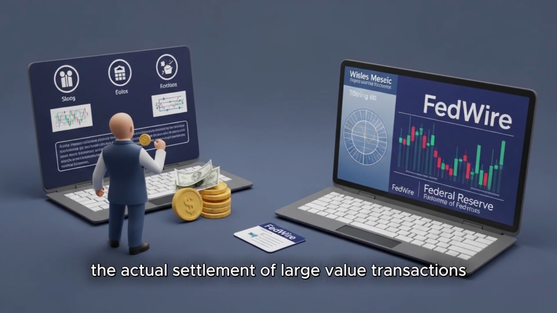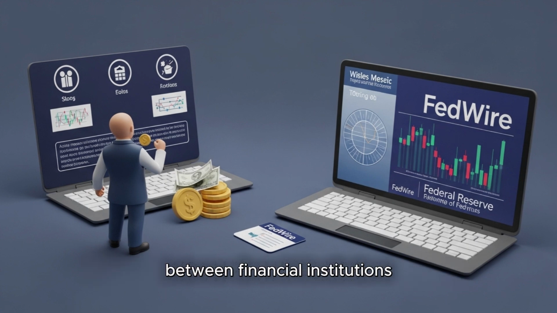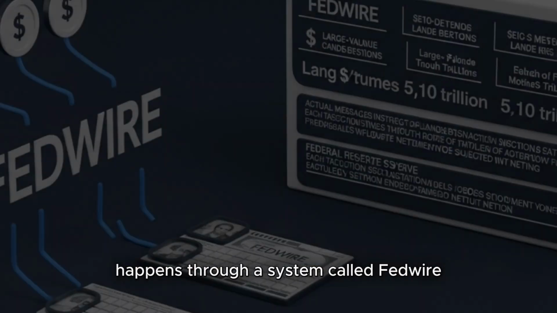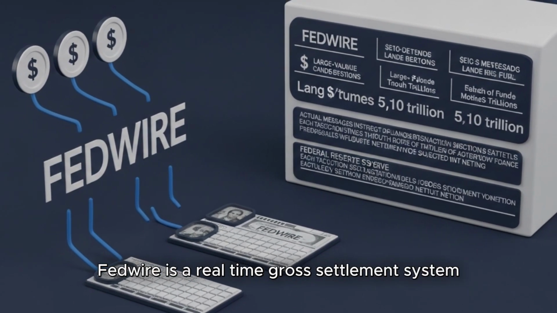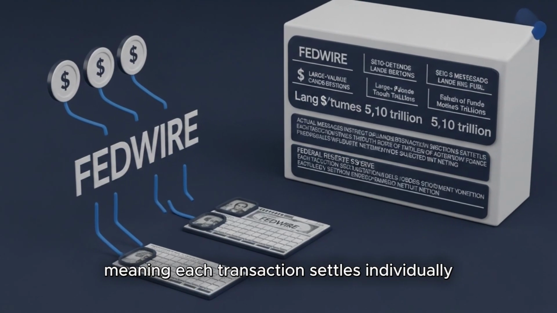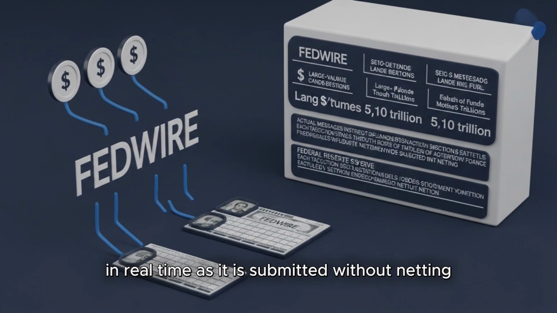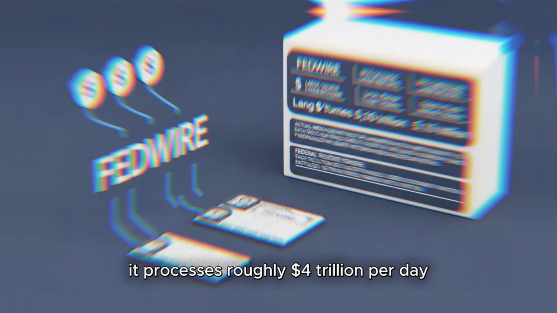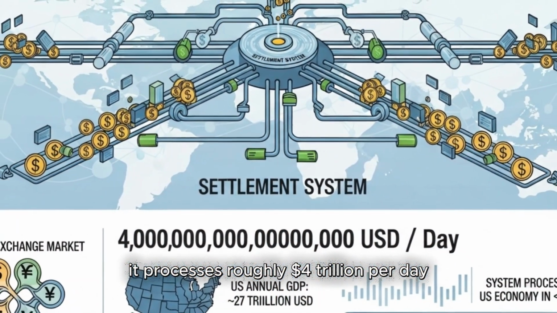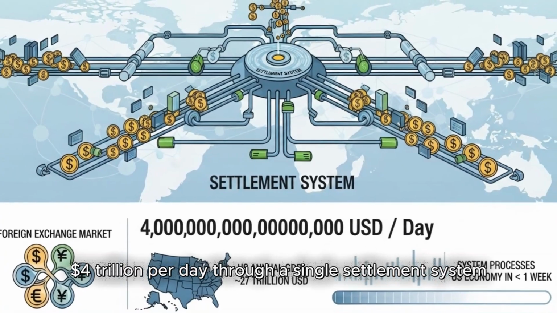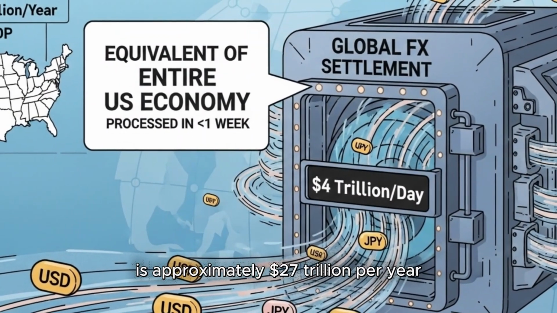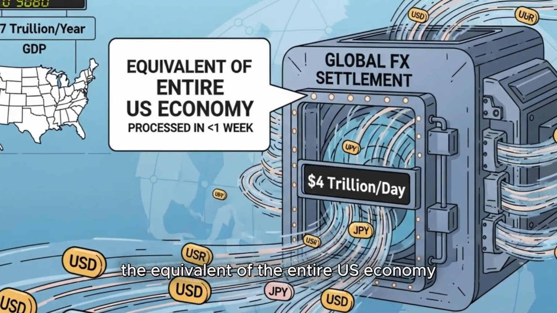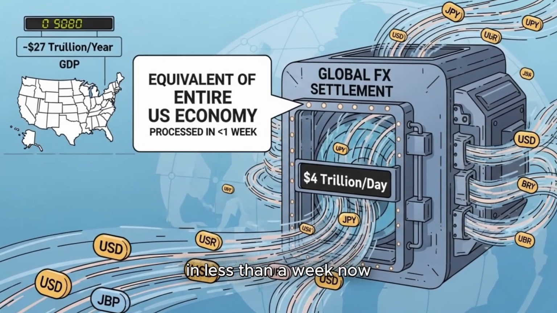The actual settlement of large value transactions between financial institutions in the United States happens through a system called Fedwire, operated by the Federal Reserve. Fedwire is a real-time gross settlement system, meaning each transaction settles individually in real time as it is submitted without netting. It processes roughly $4 trillion per day. To put that in context, $4 trillion per day through a single settlement system in a country whose entire annual GDP is approximately $27 trillion per year. The settlement system processes the equivalent of the entire US economy in less than a week.